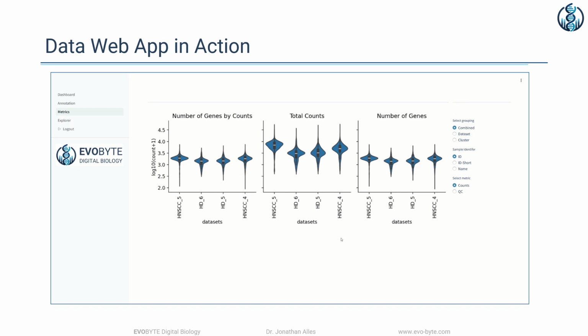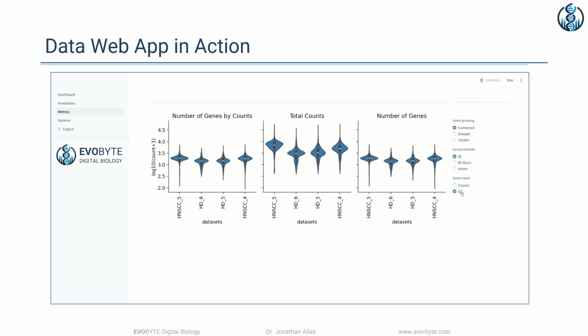So here we see these violin plots that show the number of RNA molecules that were identified for each cell in each of the datasets here, or the number of genes that were detected. These are some fairly standard readouts for a single-cell RNA-Seq analysis, and also to compare the quality between the datasets.